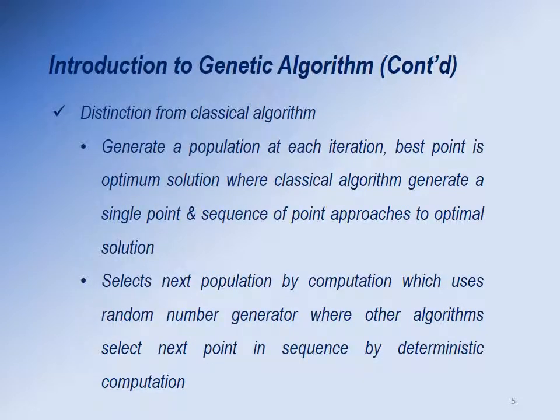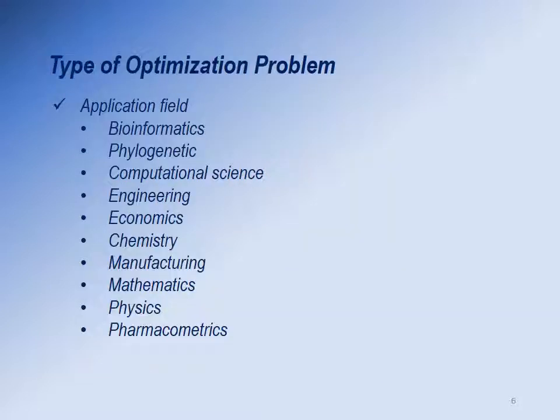In each iteration step, genetic algorithm generates a population where the best point is the optimum solution. In the classical case, the algorithm generates a single point and a sequence of points approaches the optimum solution. Then genetic algorithm selects the next population by computation which uses a random number generator, whereas other algorithms select the next point in the sequence by deterministic computation. After knowing a little bit about genetic algorithm, now let's see in which fields we can apply this algorithm to solve problems.